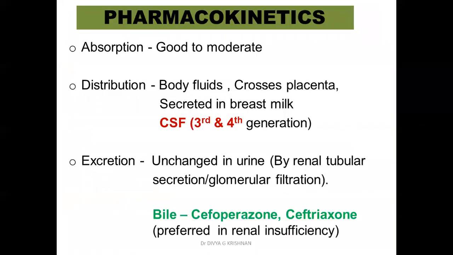Now the pharmacokinetics, they have good to moderate absorption. The distribution, they are having good distribution in the body fluids. They cross the placenta, they are distributed in the breast milk. The third and the fourth generation cephalosporins have good penetration in the CSF. So you can see that the third and the fourth generation might be useful for the treatment of meningitis. Excretion, they are excreted unchanged in the urine by renal tubular secretion and glomerular filtration. Some of them are excreted in the bile also, for example, cefoperazone and ceftriaxone.